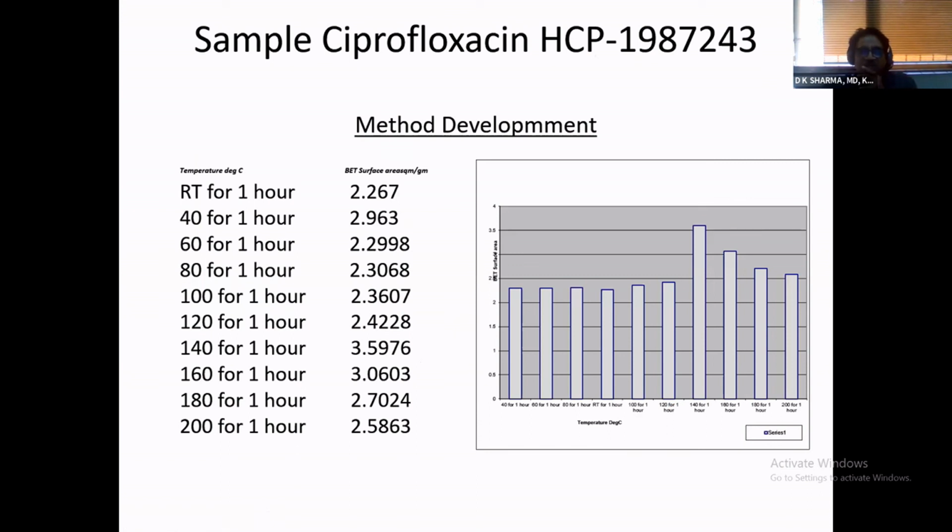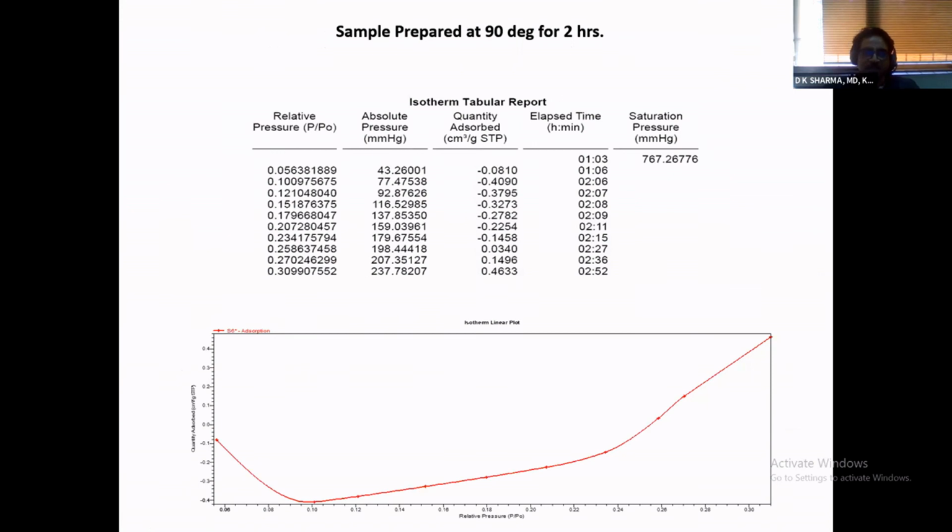Well, this is how, if an unknown sample has to be measured, you should try and find out how to degas, what degas temperature should be used. Basically by measuring surface area multiple times while varying the degas conditions and seeing which conditions give you the maximum surface area, and that condition should be chosen as the condition for all future analysis.